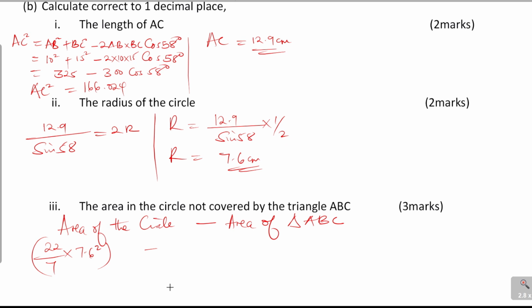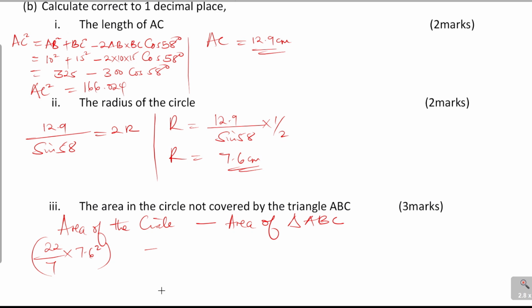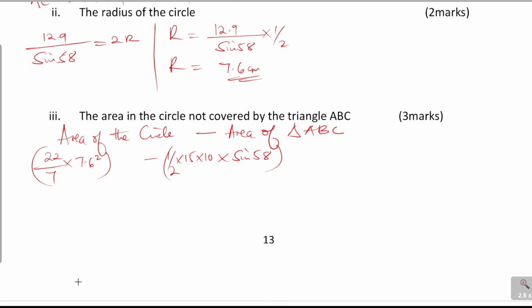Then the area of triangle ABC. When you look at triangle ABC, we can use the formula half ab sine theta. You have two sides and an included angle, so you can use a half times 10 times 15 times sine of 58. A half times 15 times 10 times the sine of the angle between. So by doing so, we'll get the area in the circle not covered by the triangle. So we get the area of the circle, 22 times 7.6 squared. Then we divide this by 7.